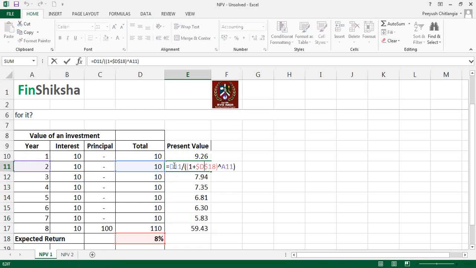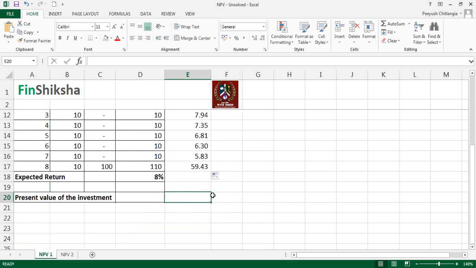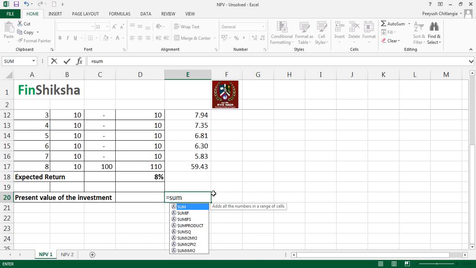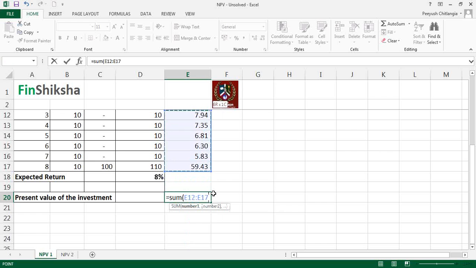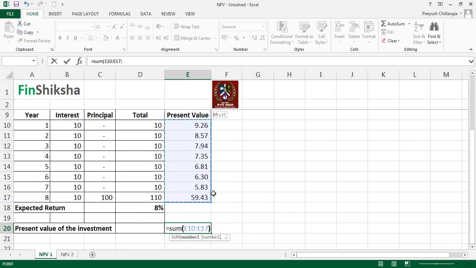So this becomes D11 divided by 1 plus 8% raised to the power 2. This becomes D12, which is 10 divided by 1 plus 8% to the power 3, and so on and so forth till the last one, which is 110 divided by 1 plus 8% to the power 8, right? Now, if I do a sum of all these numbers, that should ideally be the price I should be willing to pay.